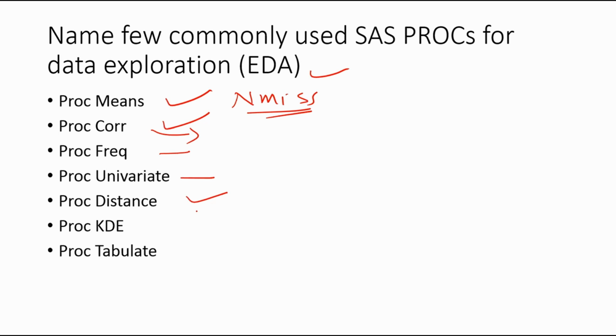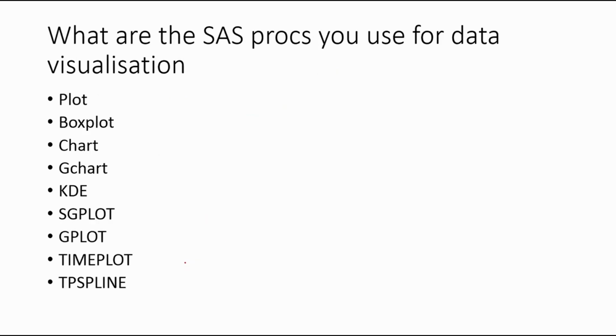Proc distance is an important one, where you can find the distance or close relationship between different data points. Proc KDE, if you want to plot a kernel density for your data, you can use proc KDE. Proc tabulate, especially for creating reports. This is very useful. So these are some of the important SAS procs you can use for data exploration.